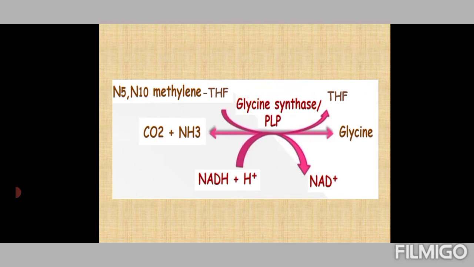It needs a number of coenzymes: NADH, lipoamide, tetrahydrofolic acid, and PLP, pyridoxal phosphate, is also a coenzyme for this particular enzyme, glycine synthase. This process is reversible, and the multi-enzyme system is not considered an enzyme complex in the real sense of it. This is mostly described as an enzyme system or multi-enzyme system. Now, this system is often described as the glycine cleavage system also, which means this is reversible.